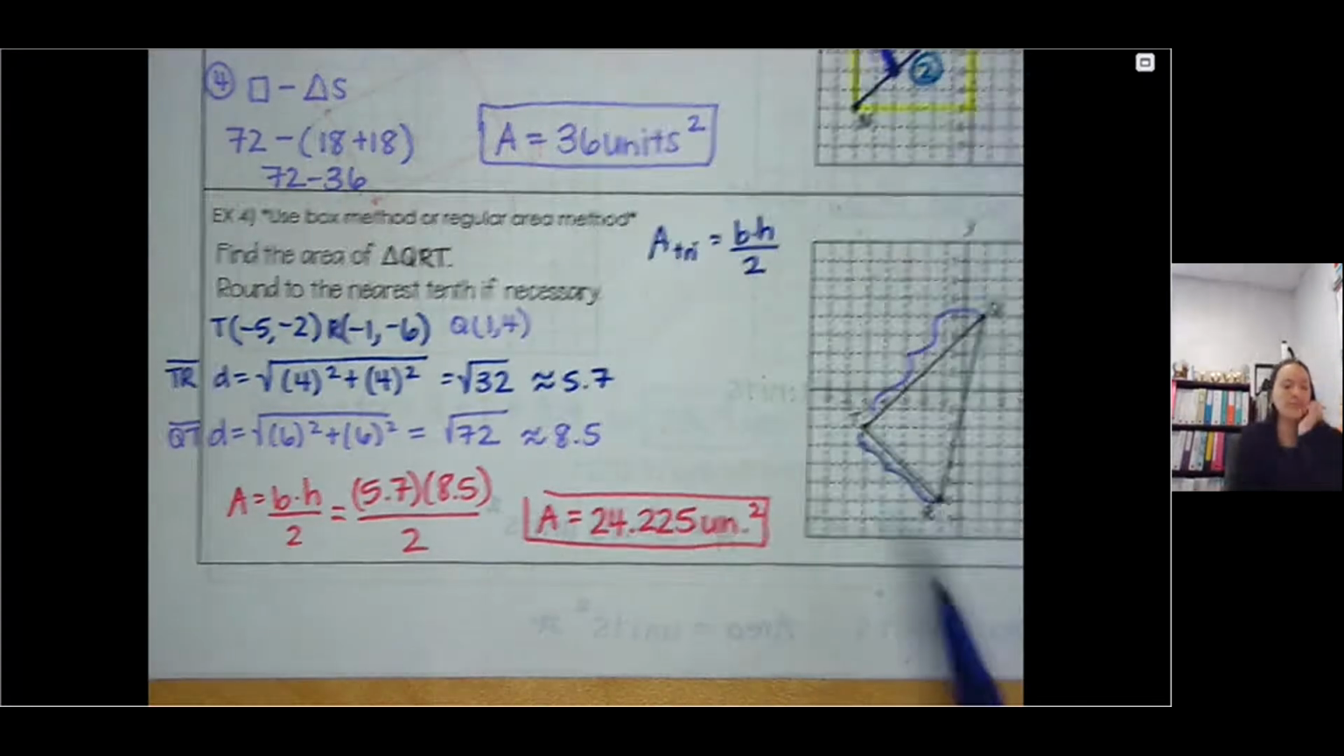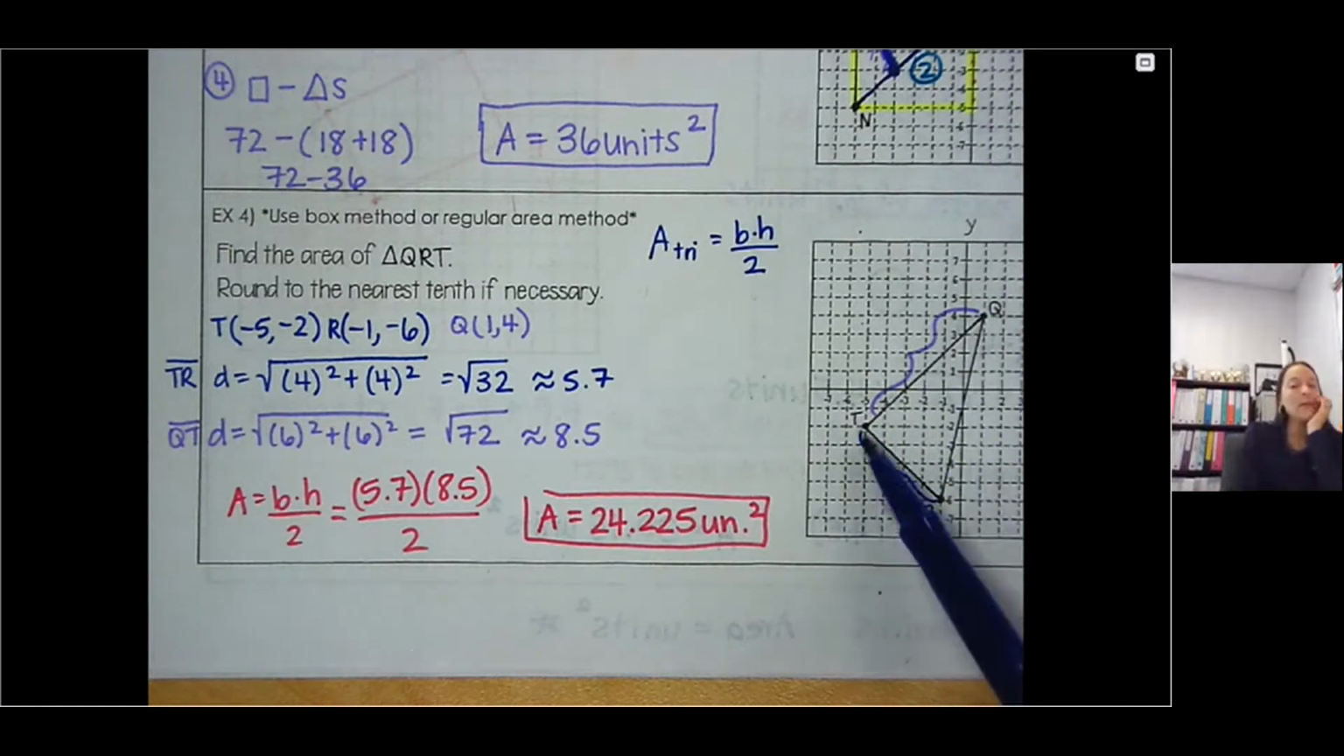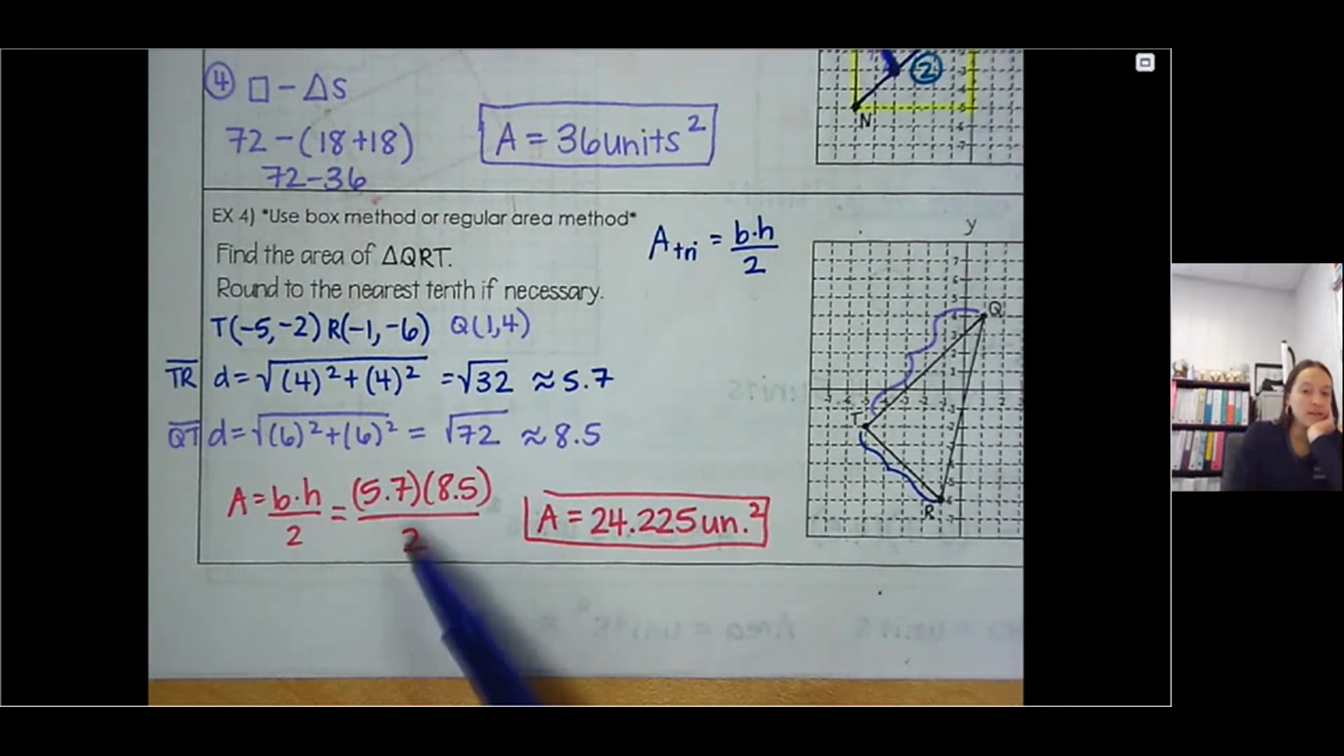So what I decided to do was find the base and the height, and these are my base and height because this one's my height from Q to T because it's like a straight line, it's not slanted. So that is one thing to kind of notice as you're trying to figure out the heights. So I did the base here is 5.7, the height here is 8.5, and then I just plugged in base times height divided by 2.